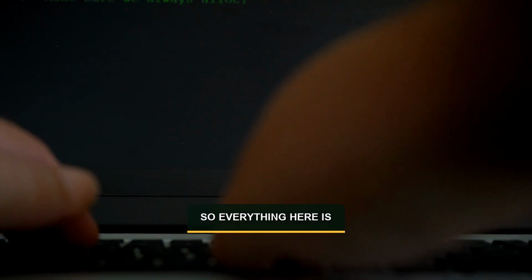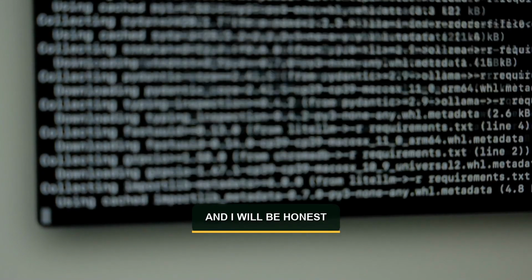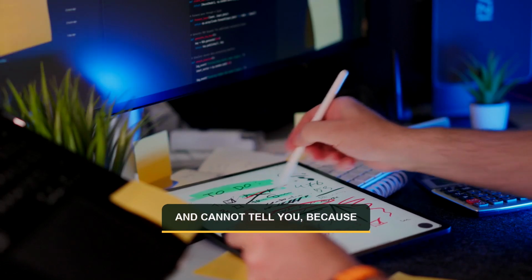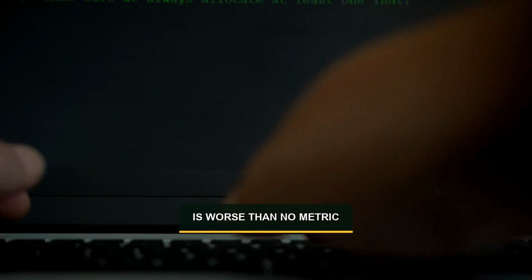So everything here is the plain version, the way I would explain it to a friend starting their first subscription product. And I will be honest about what this number can and cannot tell you, because a metric you trust blindly is worse than no metric at all.